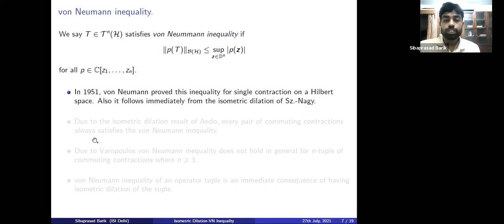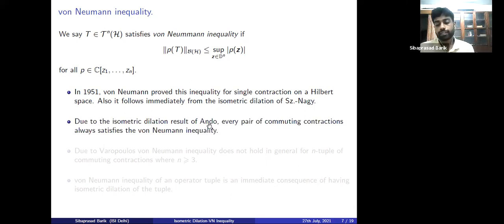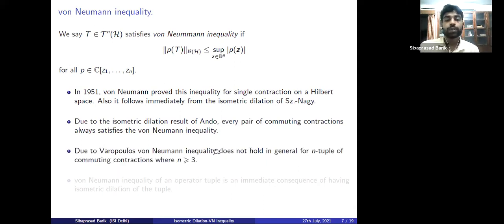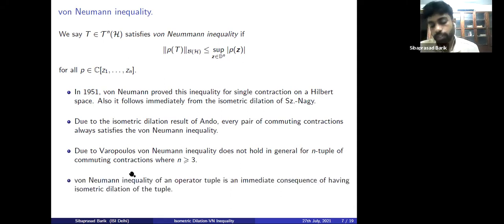And due to the isometric dilation result of Ando, as every pair of commuting contractions has an isometric dilation, the pair satisfies the von Neumann inequality also. And due to Varopoulos, the von Neumann inequality does not hold in general for n greater than or equal to 3. And I have already mentioned that the von Neumann inequality is an immediate consequence of having an isometric dilation. That means if a tuple of commuting contractions has an isometric dilation, it satisfies the von Neumann inequality.